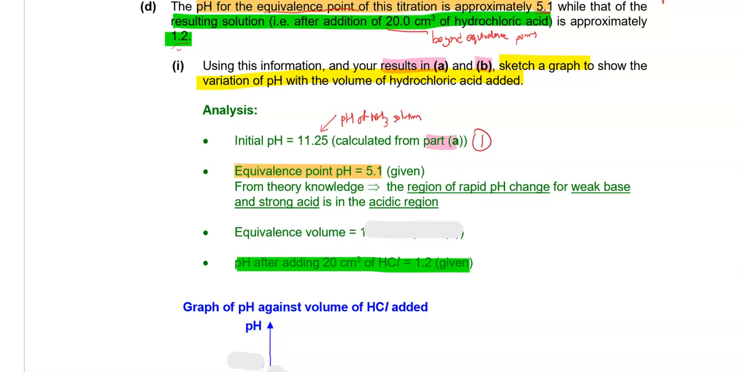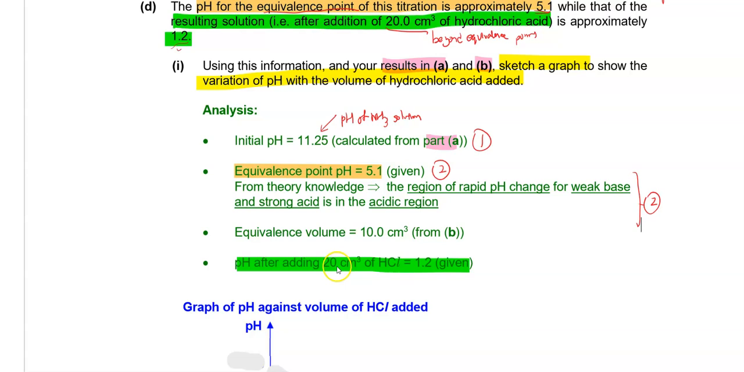Okay, that's point number 1. Point number 2 is given in the question. The equivalence point pH is 2, and this is also the region of rapid pH change. The equivalence volume will be 10 cm cube, again from part B. This forms my point number 2.